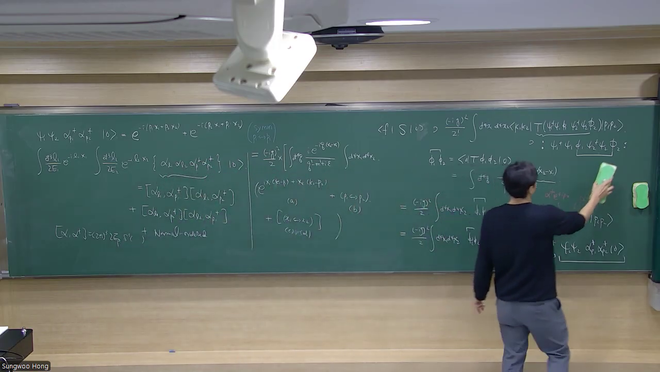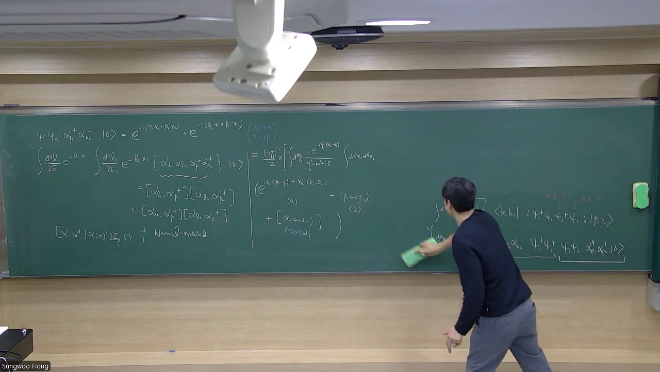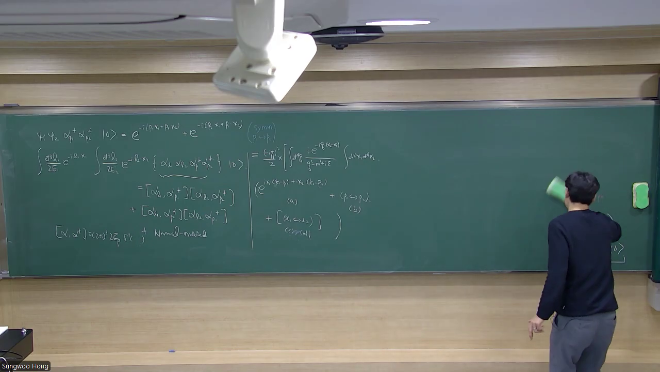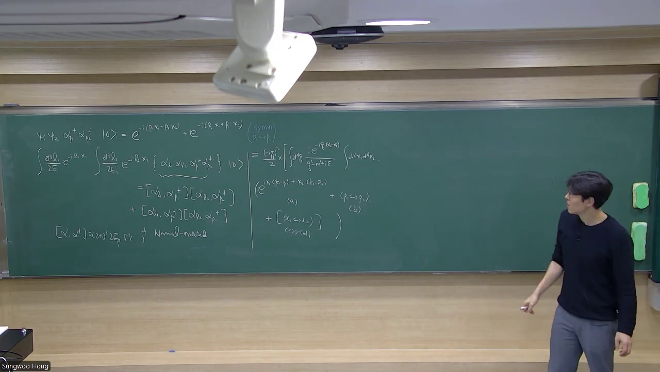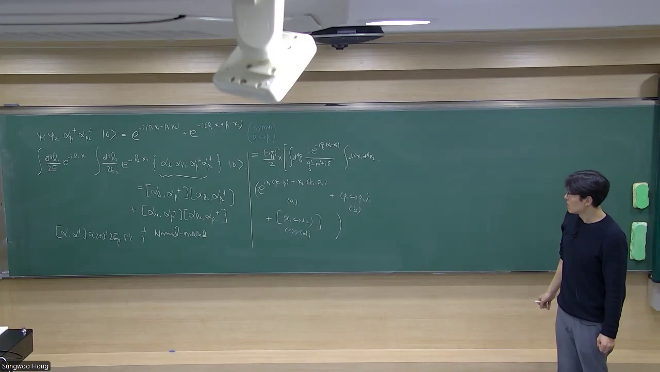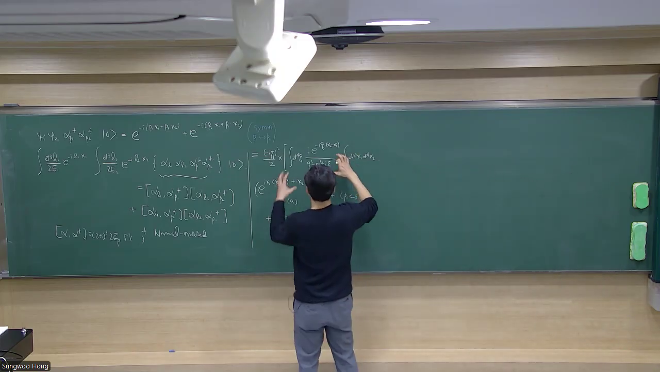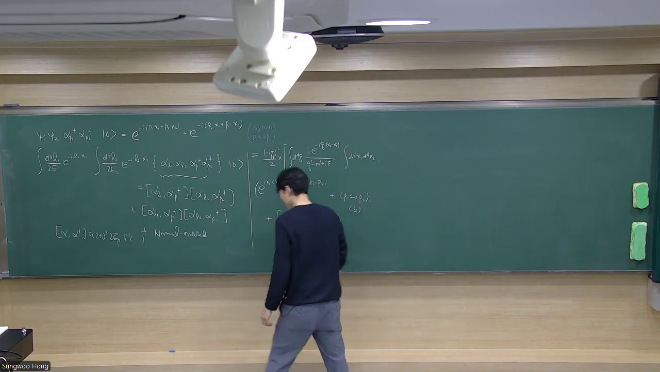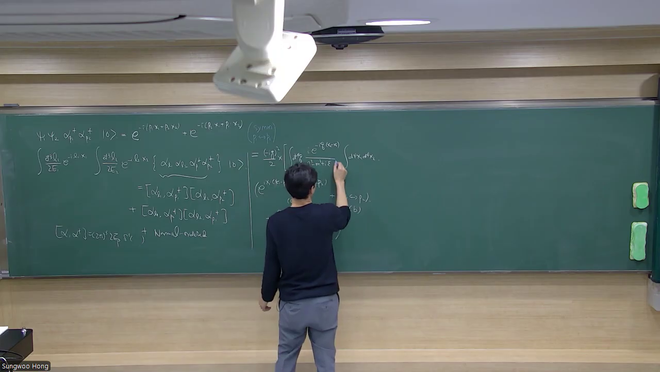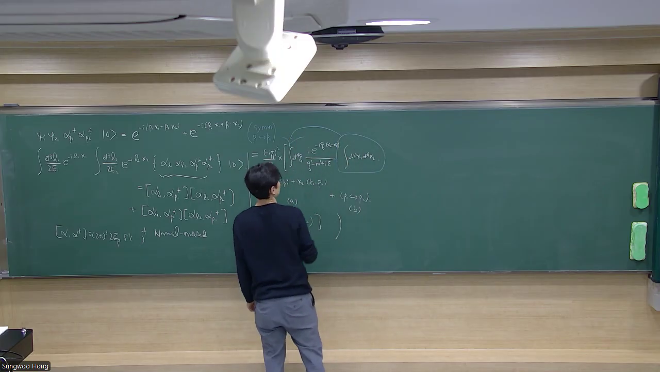Okay, so after the dust settles, we get the following answer. Yes, the integration over x1 and x2 should be in front of that propagator. That's true. So this has to come here. Okay, thanks.